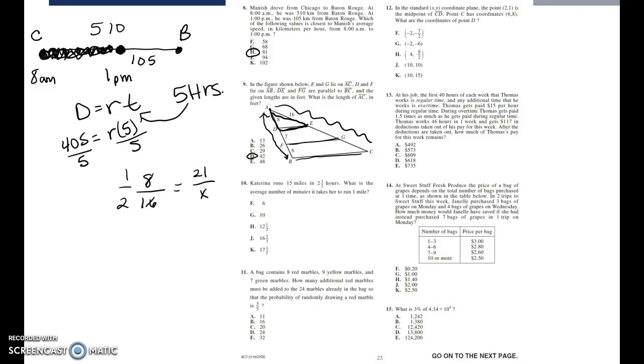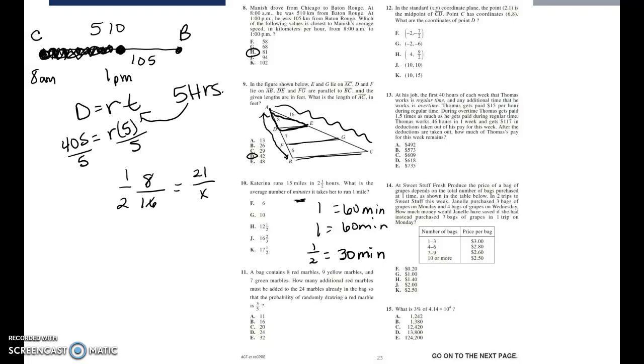Here we're talking about Katrina. She runs 15 miles in 2.5 hours. They want to know the number of minutes it takes her to run 1 mile. Well, you have to convert hours to minutes. 1 hour equals 60 minutes. So she ran 120 minutes in just 2 hours. Well, we have to account for that 1/2. That 1/2 is 30 minutes. Think about a clock.